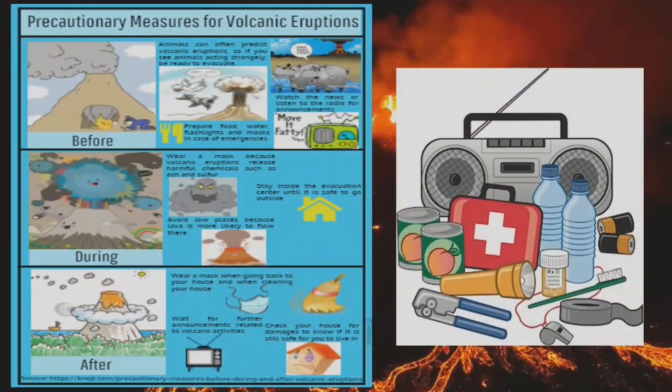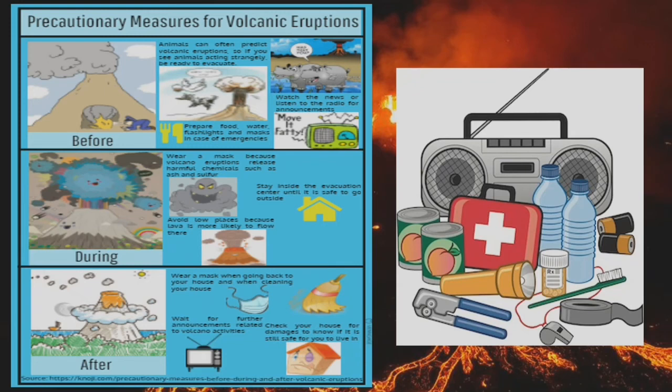So what are the precautionary measures for volcanic eruptions before, during, and after a volcanic eruption? Before volcanic eruptions, animals can often predict them. So, if you see animals acting strangely, be ready to evacuate. Watch the news or listen to the radio for announcements. And prepare food, water, flashlights, and masks in case of emergencies.